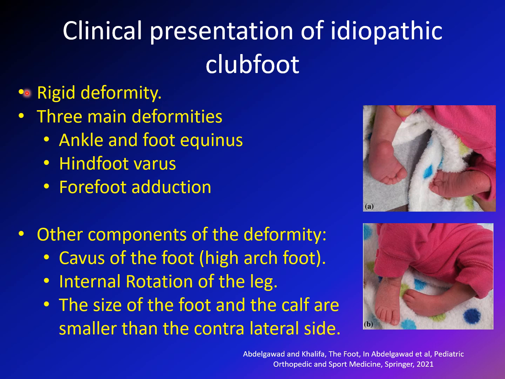So as we said, it's a rigid deformity, with 3 main deformities in the foot: the ankle and foot equinus. So there is an equinus in the ankle and in the foot. There is a hind foot varus, as we're going to see in the next slide, and there is forefoot adduction. Also, another important component of this deformity is the high arch or cavus foot. Some kids will have internal rotation of the leg, and if it's a unilateral case, the size of the foot and the calf may be smaller than the other non-affected side.